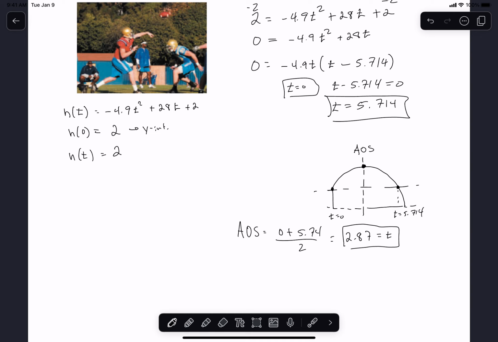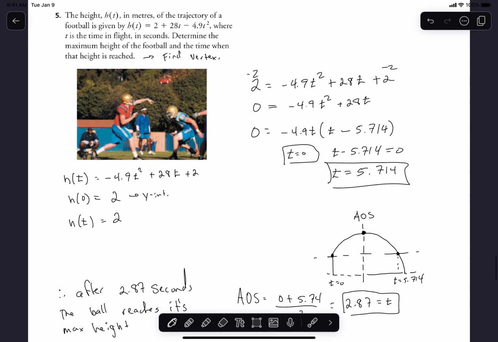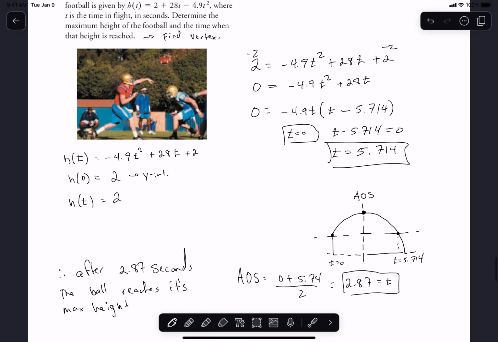Therefore, after 2.87 seconds, the ball reaches its max height. What is its maximum height? That's what we're going to find out now, right? Again, in the interest of having a test question like this, you're going to have to be able to do this with a calculator, and I'm going to have to give you an equation that you can do the math with.